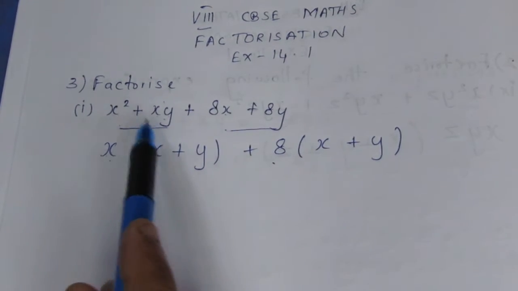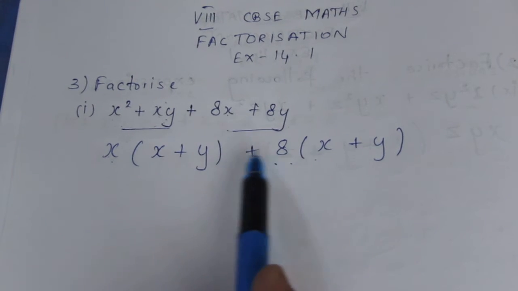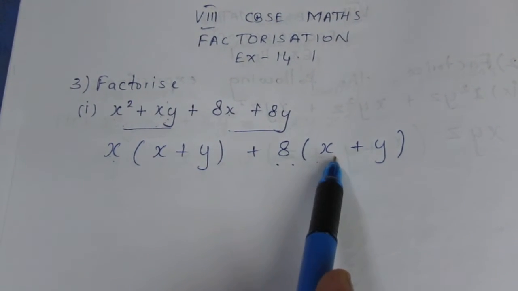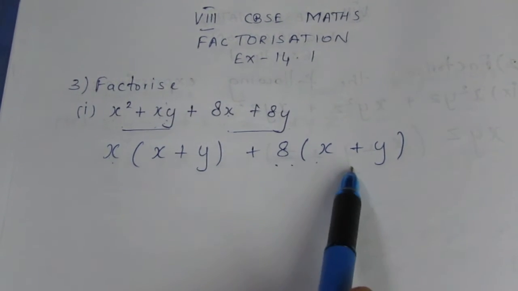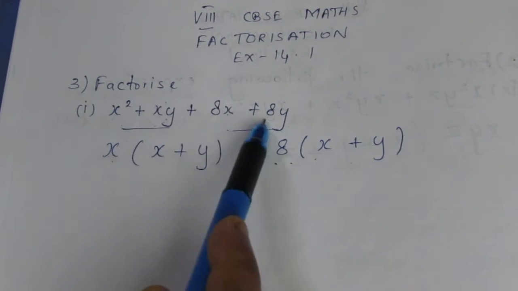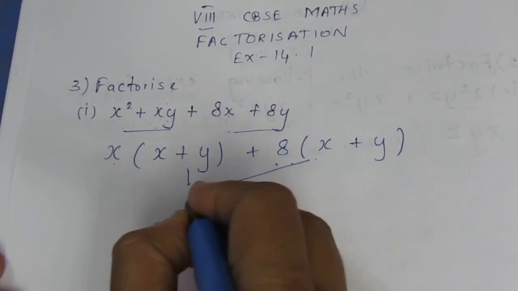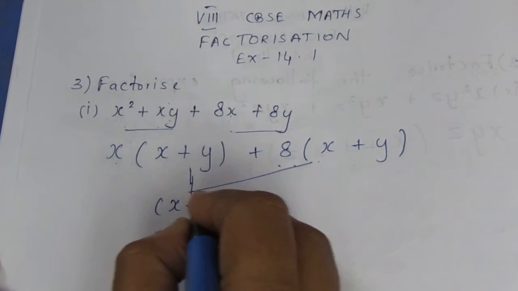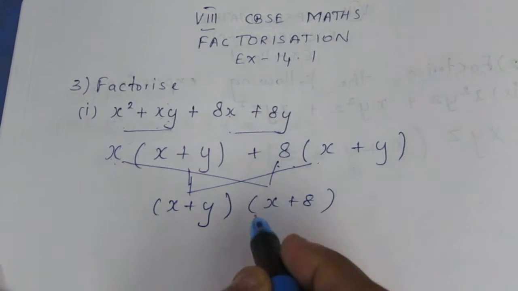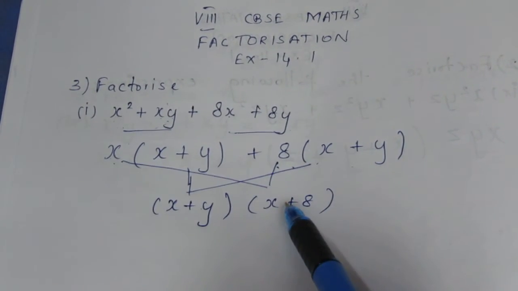The main thing in taking two commons outside is that the bracket should be the same. The single condition is that the bracket should be the same, even the sign should be the same. If it is not the same, you need to regroup the terms, so you need to take the other two terms. Now write the common bracket once and the rest in another bracket. No need to draw this line, I am just telling you. Write the common bracket once and the rest in the other bracket.